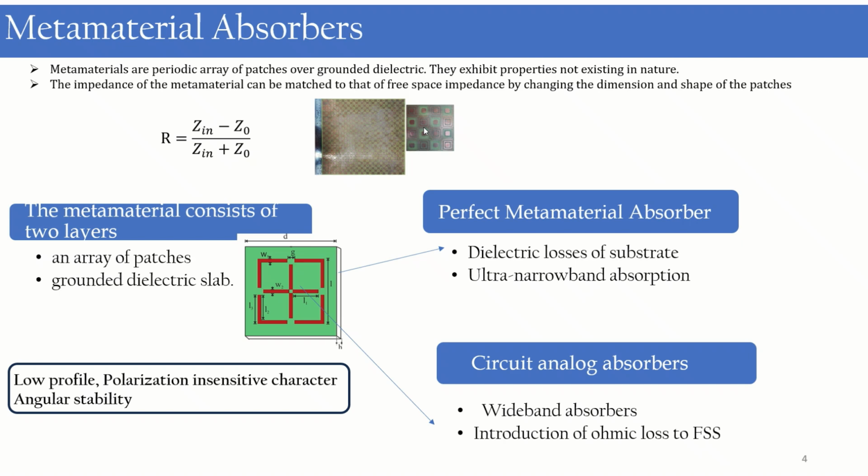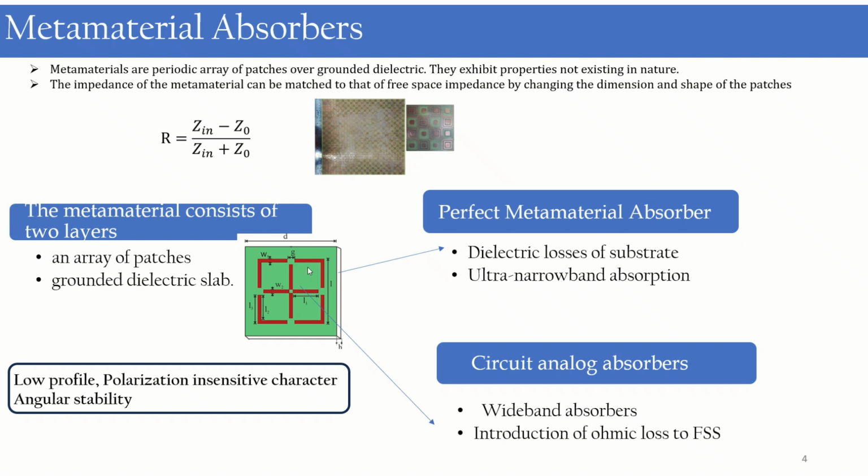So that means we can achieve the first condition, that is the impedance matching, by manipulating the patches and dimension of the dielectric and everything, so that we can make sure that the input impedance of the structure is matched to the free space impedance and the reflection can be made 0. And the next condition is the structure has to be a lossy structure.